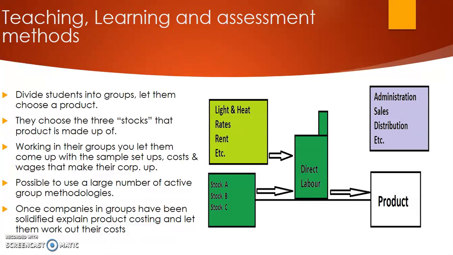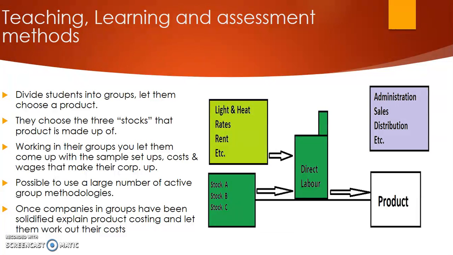So the students themselves, you can divide the students into groups and let them choose a product, any product they like, for example, shoes. They choose 3 stocks that the product is made up of. So for example, leather, lace and rubber. Working in the groups, you let them come up with the sample setup costs and wages that make their corporation up. So you can sit down and say, well, okay, you're allowed 20 workers directly making the shoes, you're allowed this amount of that, and they'll write it in. They'll write direct labour, 20 guys. You can say, well, for every 10 you need 2 administrators, you need 1 sales guy. You just make up the rules. Essentially it's kind of like a game, but you make up the rules to suit your actual class.